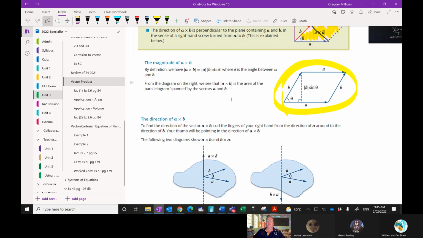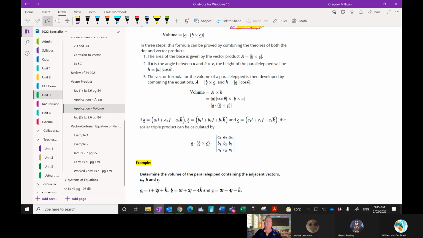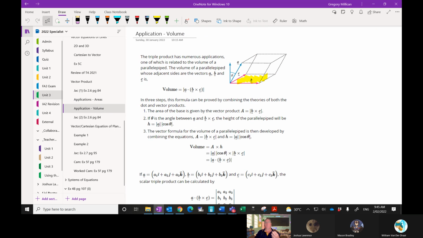So we've been looking at vector products and their usefulness. We looked at the idea that if we find the vector cross product, then that provides us with the normal, a vector perpendicular to the plane that those two vectors are on, and that also has applications in finding areas. And we could find the scalar triple product, which includes a dot product and a cross product together, to find volume.